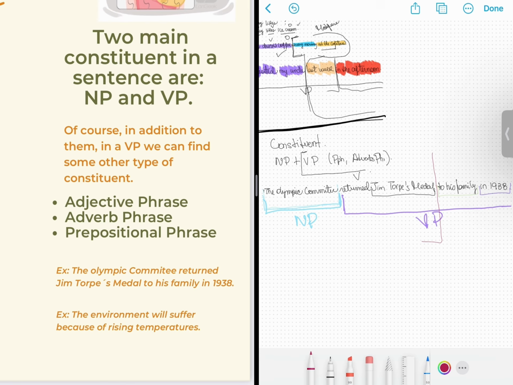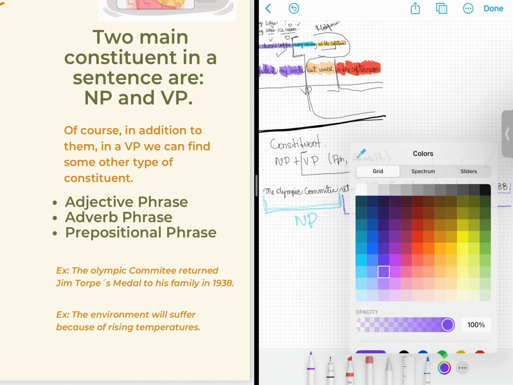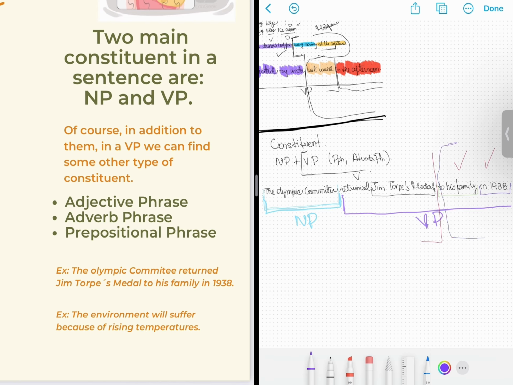The Olympic Committee returned what? Or who? To whom? To his family. Where? In 1938. So these two are giving me extra information. For example, the first one, it says, to whom did the Olympic Committee return the medal? To his family. And where did they return it? In 1938. So those two are giving me extra information. So this, until here, is not essential, because if I delete this, the sentence still has meaning.